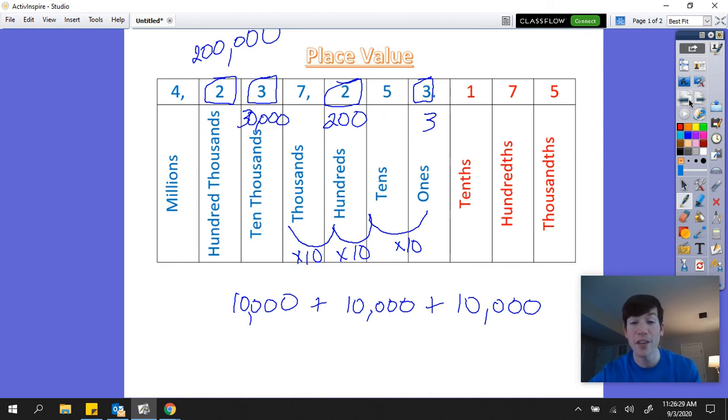So the big focus here, think about our place values. Think about when a digit is in a place value, what does that mean that it's worth? And this is something that we're going to be talking about a lot over the next few weeks.